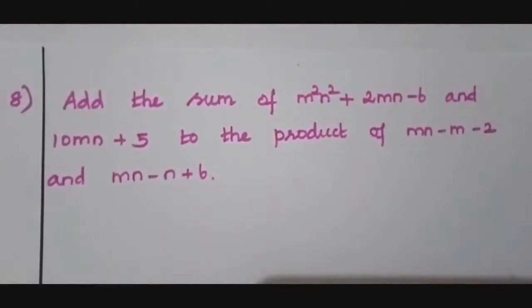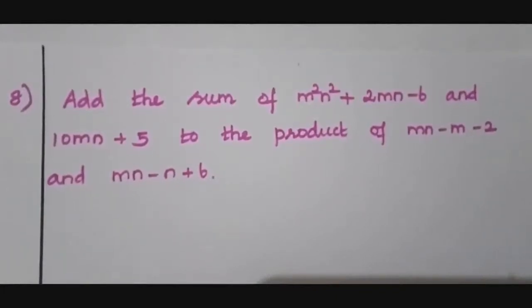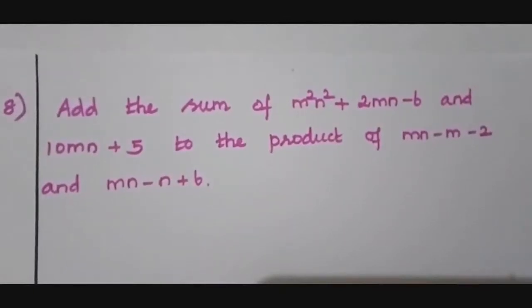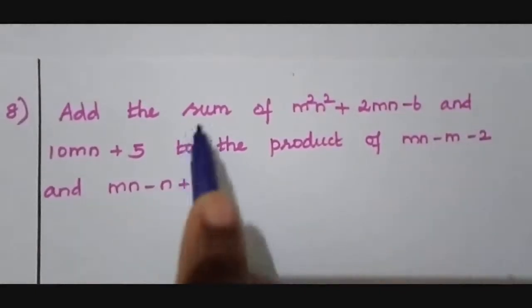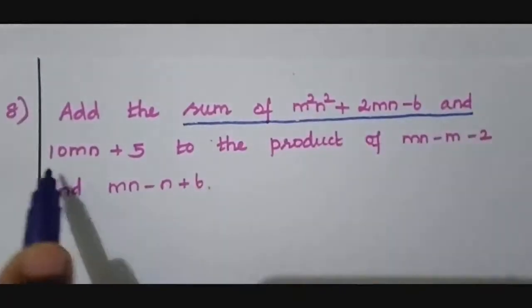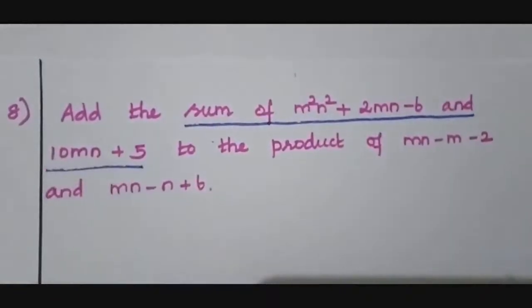8th question. Add the sum of m square n square plus 2mn minus 6 and 10mn plus 5 to the product of mn minus m minus 2 and mn minus n plus 6. Listen carefully, children. First step, you have to find the sum of m square n square plus 2mn minus 6 and 10mn plus 5.